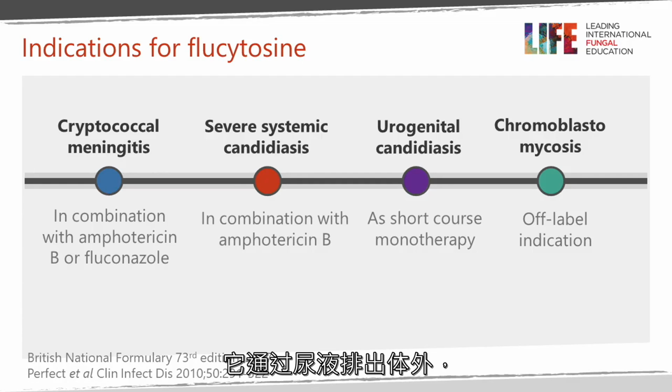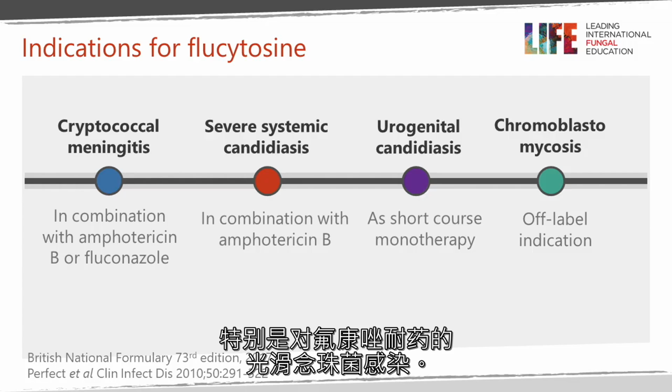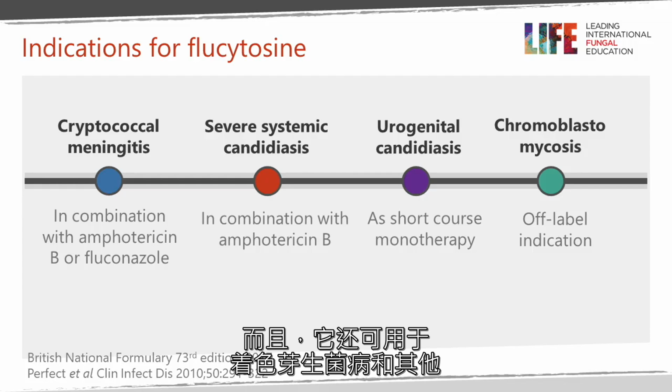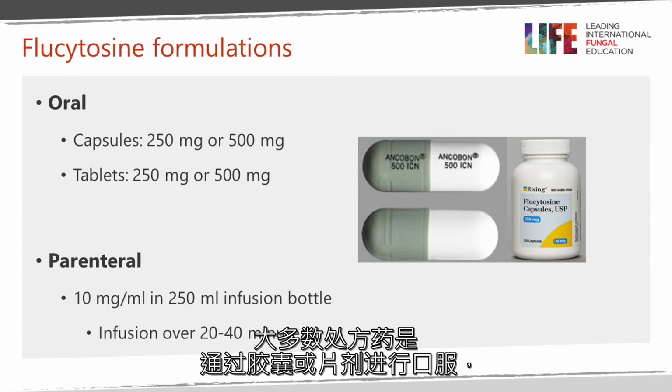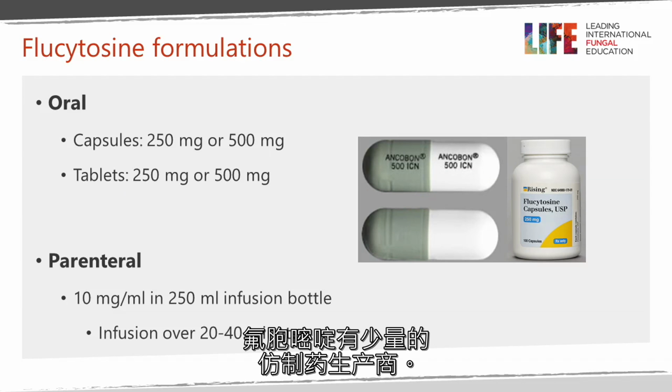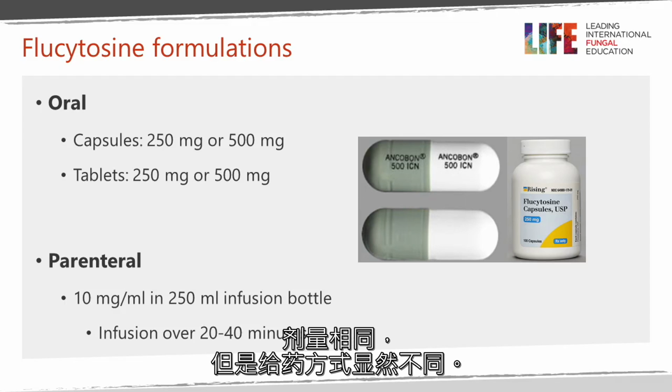It's excreted in the urine, and so some people have used it for urogenital candidiasis, particularly with glabrata infections, which are fluconazole resistant. And there's an off-label indication for chromoblastomycosis and a few other rare infections. Most of the prescribing is oral through capsules or tablets, and there are a small number of generic manufacturers of flucytosine. Some countries have parenteral flucytosine and others do not. The dose is the same, but it's given obviously in a different route.